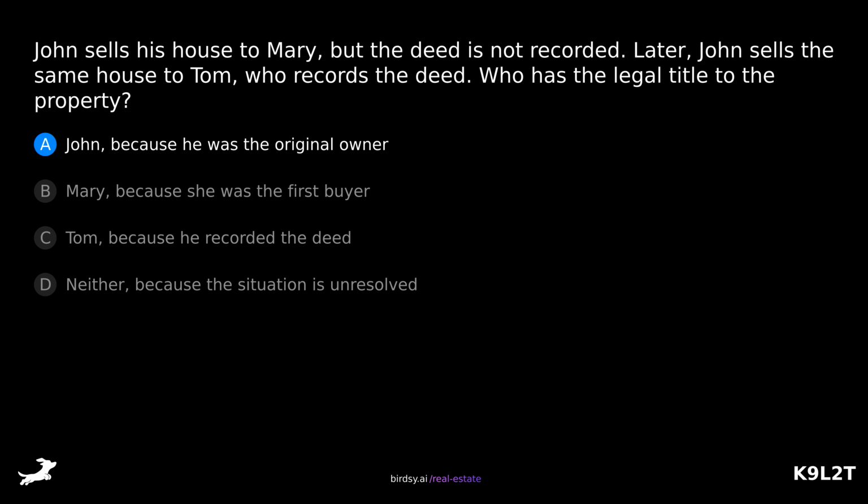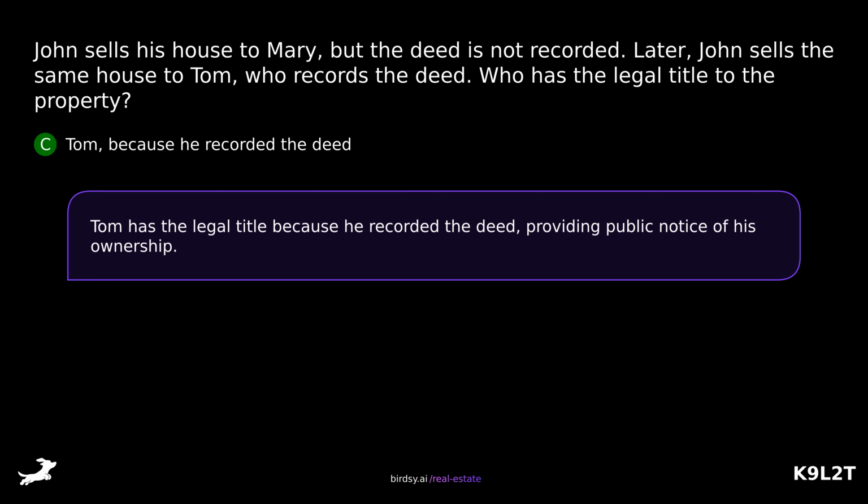Is it A, John because he was the original owner, B, Mary because she was the first buyer, C, Tom because he recorded the deed, or D, neither because the situation is unresolved? The answer is C, Tom because he recorded the deed. Tom has the legal title because he recorded the deed, providing public notice of his ownership.